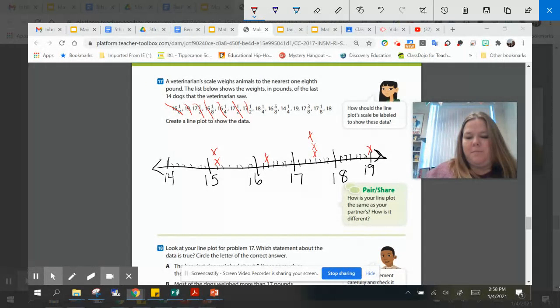18 and 1/4 is the same as saying 2/8, so it's the second hash mark. 16 and 5/8, 1, 2, 3, 4, 5, so it's right there. 14 and 1/4, again that's the same as saying 2/8, so it's the second hash mark. Another 19. Oh yeah, another 19. I thought I made too many. 17 and 3/8 is right there. 17 and 1/8 is right there. And finally, 18. It is not pretty, guys, but there you go.